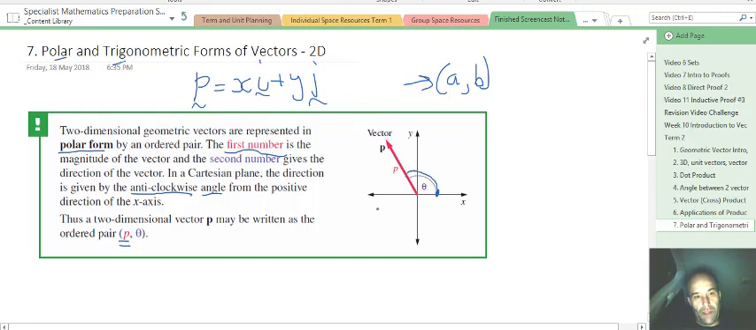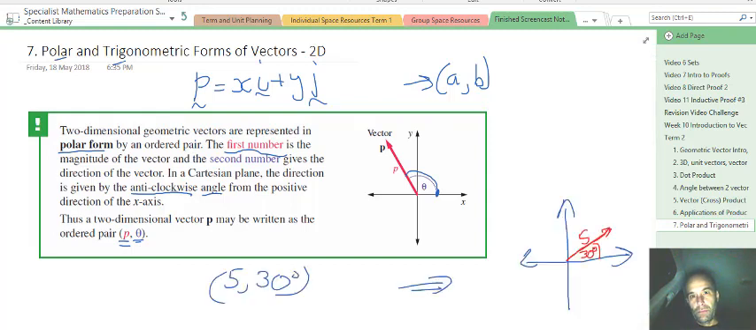Very important. Anti-clockwise is positive. So we start in the positive x direction and then we go around anti-clockwise and make an arc. That angle that you scribe is called theta, the direction of the vector. So for example, if we have 5, 30, that can be drawn as a vector geometrically with a magnitude of 5 and a direction of 30 degrees.